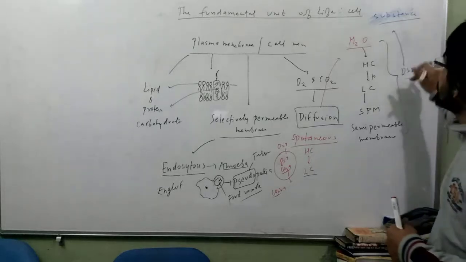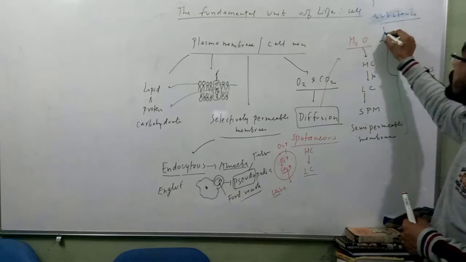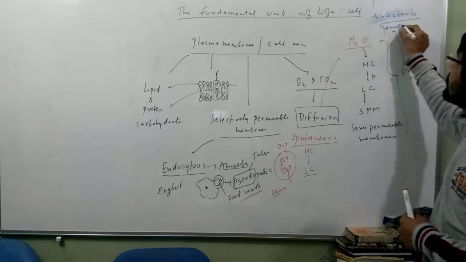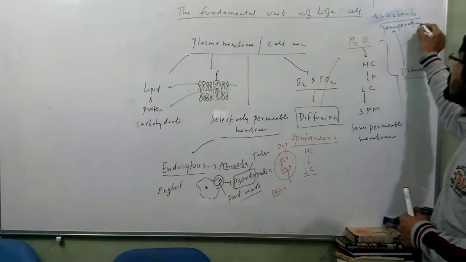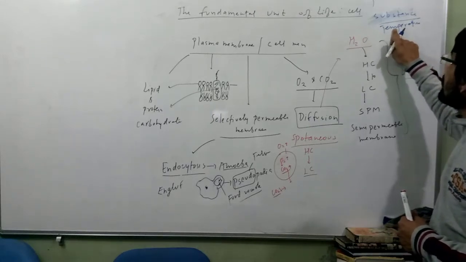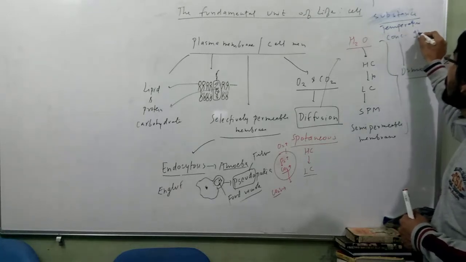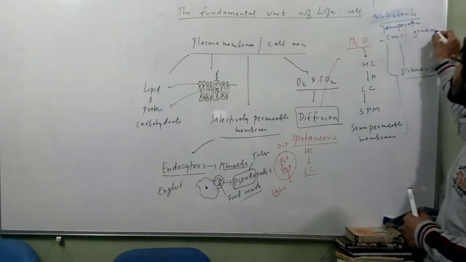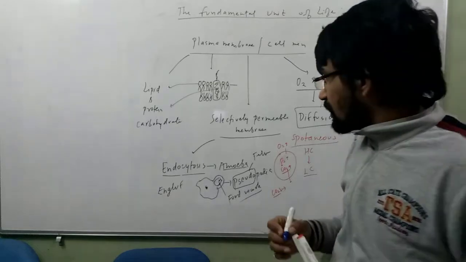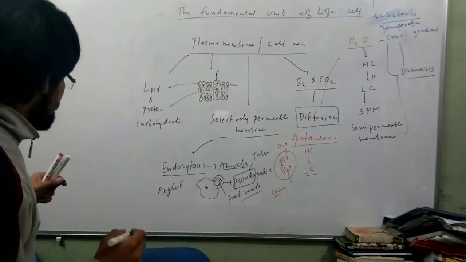The substance which is dissolved inside the water will be an important factor in determining the osmosis process. The next very important factor here will be your temperature. Temperature also determines the rate of it, and if I talk more about it, we can also talk about the concentration gradient.